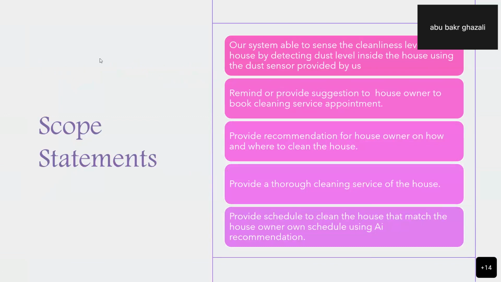Scope statement. Our system is able to sense the cleanliness level of the house by detecting the dust level inside the house using the dust sensor provided by us. The second one is our system is able to remind or provide suggestion to a house owner to book a cleaning service appointment. Third, provide recommendation for house owner on how and where to clean the house. Fourth, provide a thorough cleaning service of the house. And fifth, provide a schedule to clean the house that matches the homeowner's own schedule using the AI recommendation.